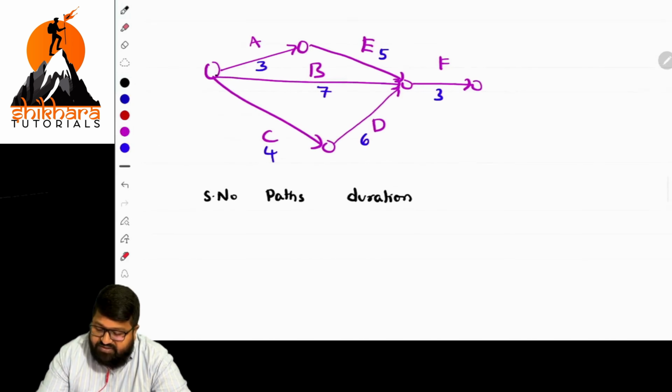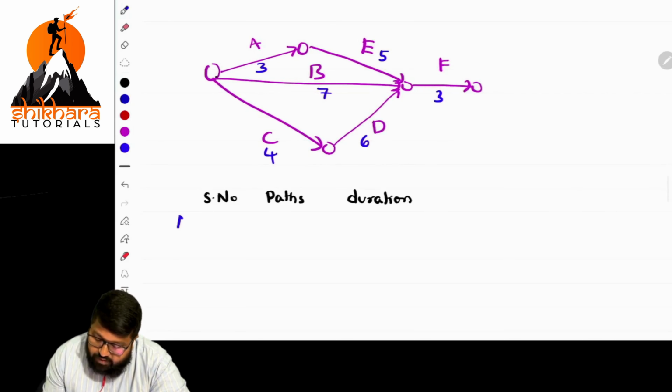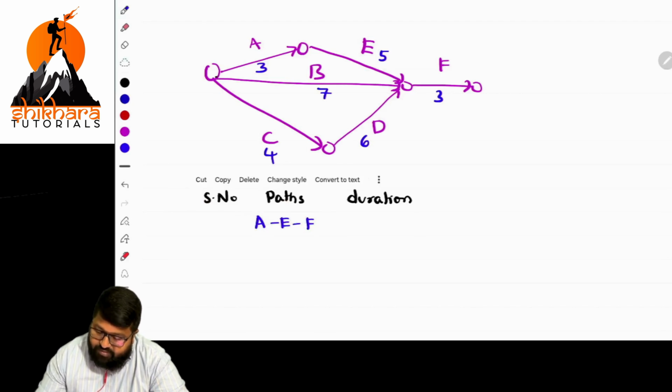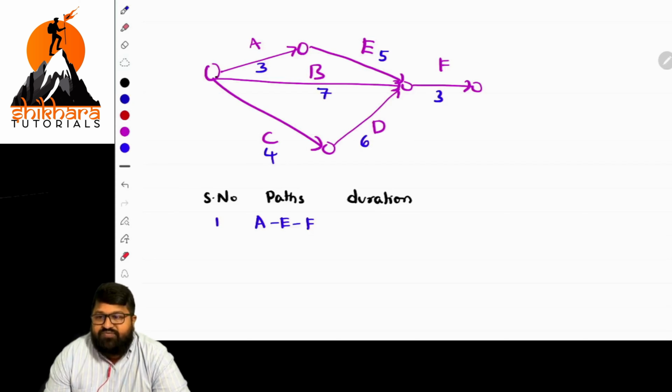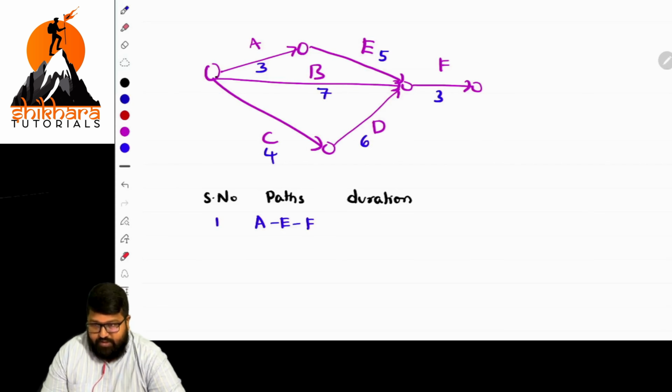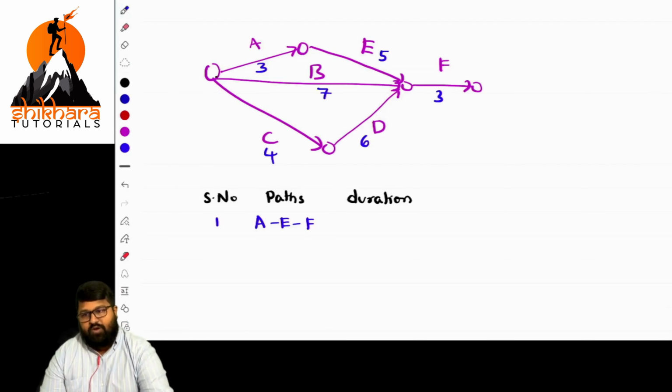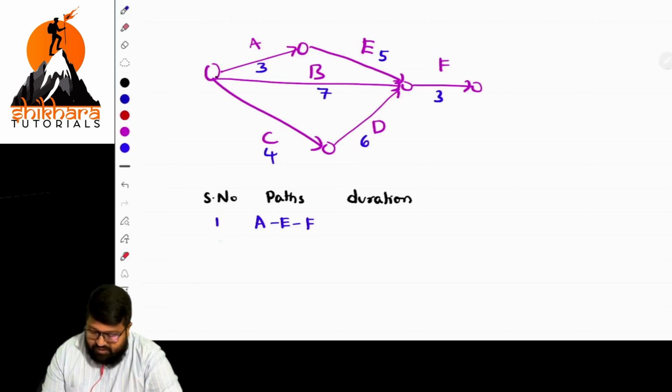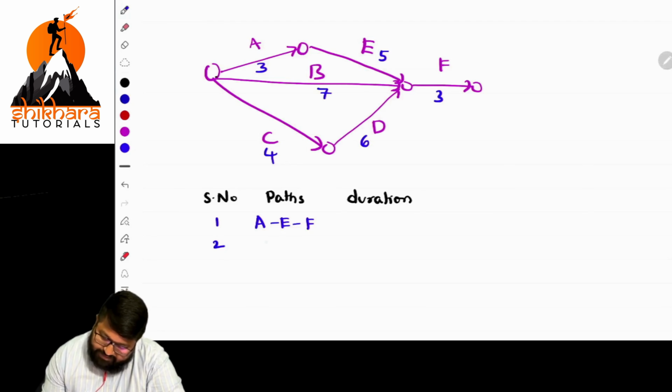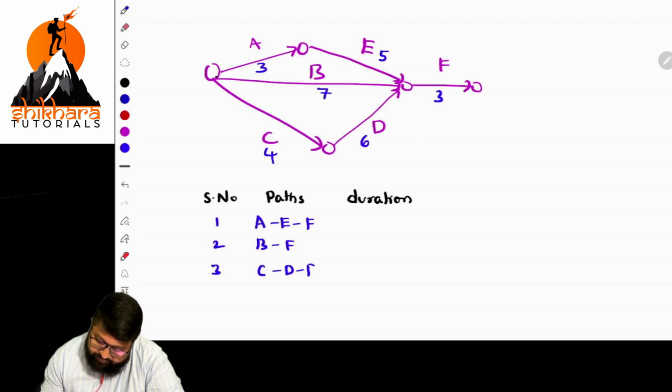For example, what is the first path now? A to E, E to F. That is the first path. This is serial number 1. Now, you can calculate the duration now, or after completion of all the alternative paths. What is the second path now? That is B to F. Next, what about the third one? C to D, D to F. These are 3 alternative paths.